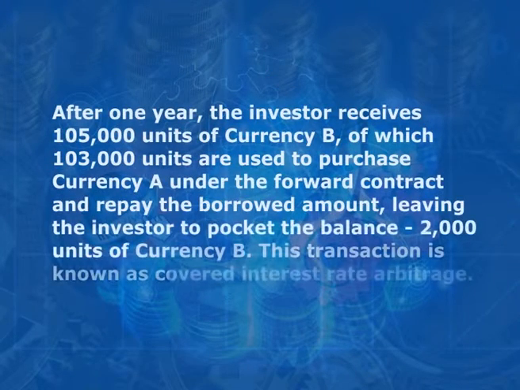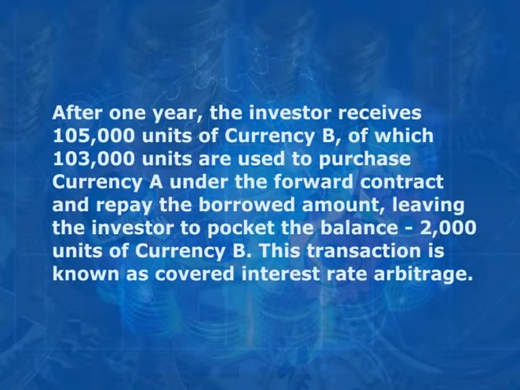After 1 year, the investor receives 1,05,000 units of currency B, of which 1,03,000 units are used to purchase currency A under the forward contract and repay the borrowed amount, leaving the investor to pocket the balance of 2,000 units of currency B. This transaction is known as covered interest rate arbitrage.